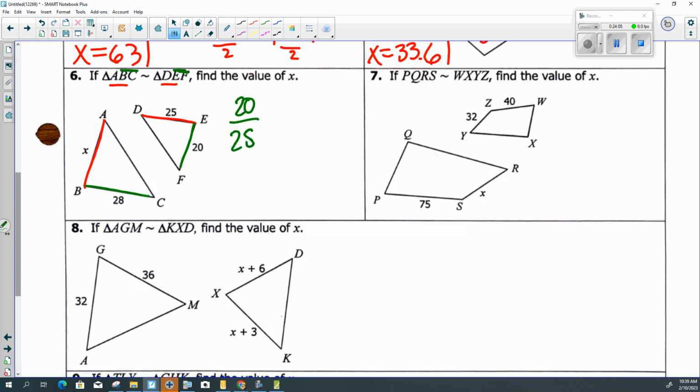Over 28. So he chose to do small triangle green over big triangle green. Small triangle red over big triangle red. I can't emphasize, there's 4 ways. Ethan, close your computer. Hayden, you should probably close yours too. There's 4 ways that you can set it up. 4 correct ways.